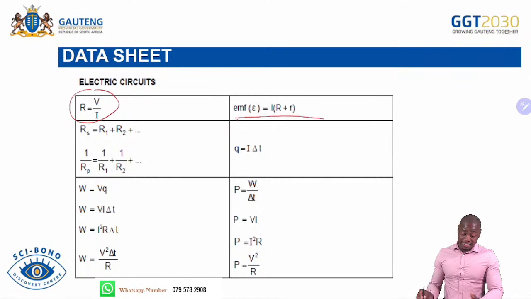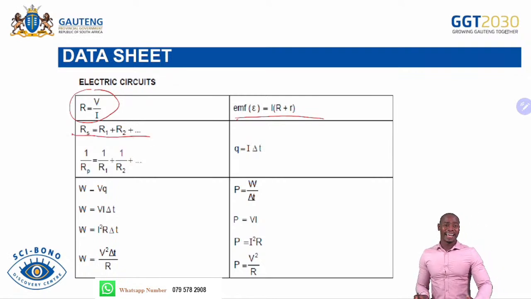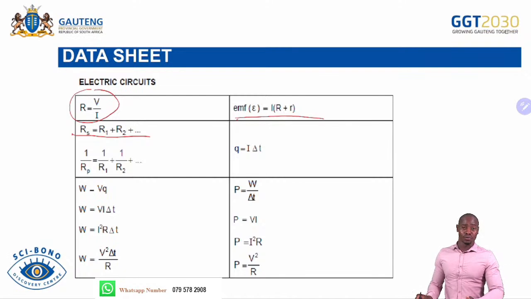Then we have this one, if there is internal resistance, I will explain more: E equals I times (R plus r), with a small letter r there. And then we know this equation, learners: Rs equals R1 plus R2. We use this equation to calculate the total resistance for resistors connected in series. And then this one, we use it to calculate the equivalent resistance, effective resistance or total resistance for resistors connected in parallel.